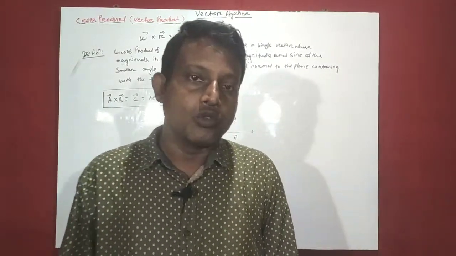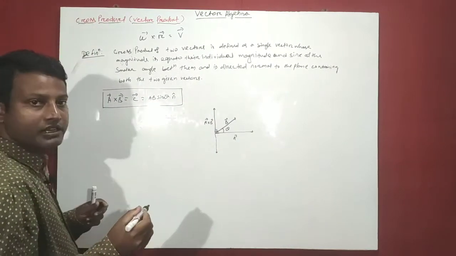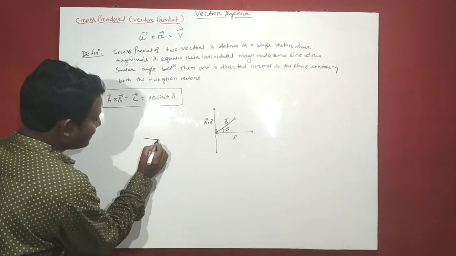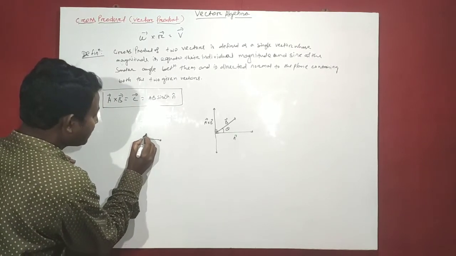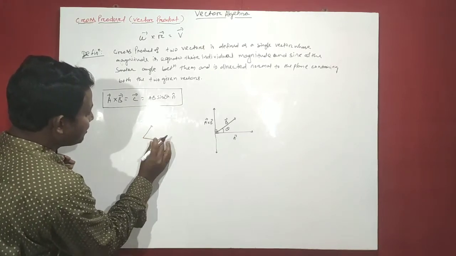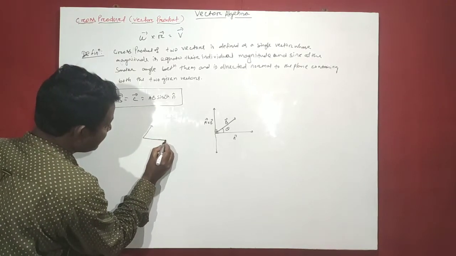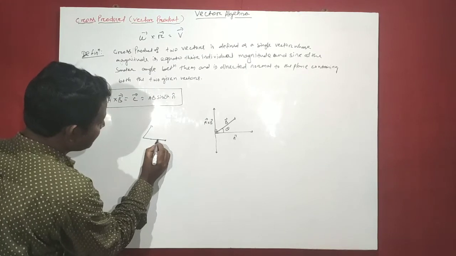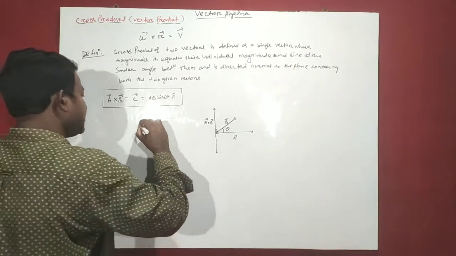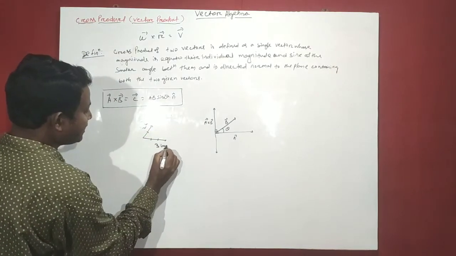Guys, let's take some other examples to make the cross product crystal clear. Let this be a vector of 3 units, and another vector of 2 units, given with a certain angle between them.